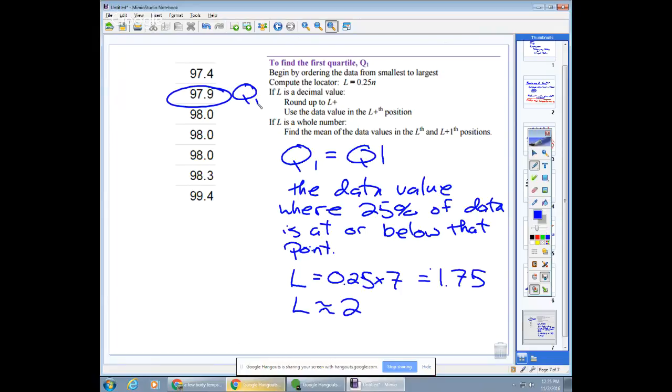Now, what if there were 8 numbers in the list? Well, if there were 8 numbers in the list, let's see, what's 1/4 of 8? It's exactly 2. Locator method says if you got exactly a whole number, then you average that position in the next one to get your quartile. Why? Well, because somebody thought this was a good idea. There were other ideas on how to do this, but that's the way to do it.